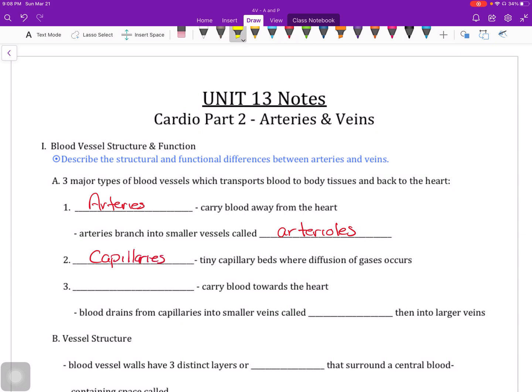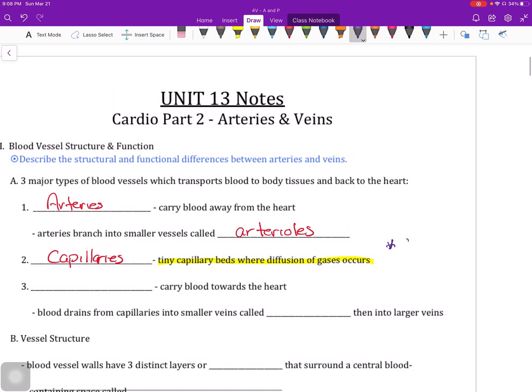And here in the capillaries, tiny little capillary beds, diffusion of gases occurs. We call this gas exchange. So I always like to pull a little asterisk out to the side here that gas exchange happens at the capillary level. Now, that's not only between body tissues, that's also in the lungs as well. And when we get to the respiratory system, we'll talk about it then.